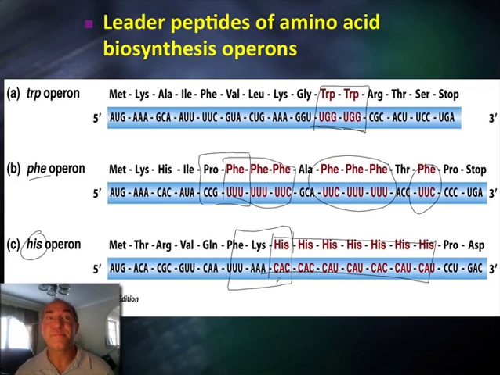stall out. And so this mechanism that we've learnt about the tryptophan operon, you can also apply the same system to any other amino acid operon present in E. coli.